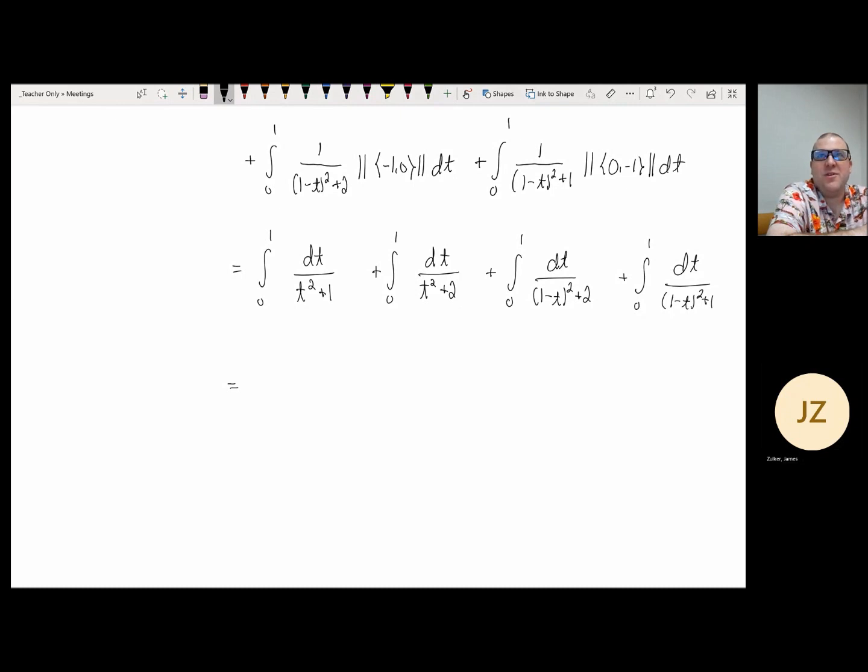Your mind's in the right place. You used the wrong function. The inverse tangent. Now that's going to get evaluated from 0 to 1. Right, so I'm just going to go ahead and write that.